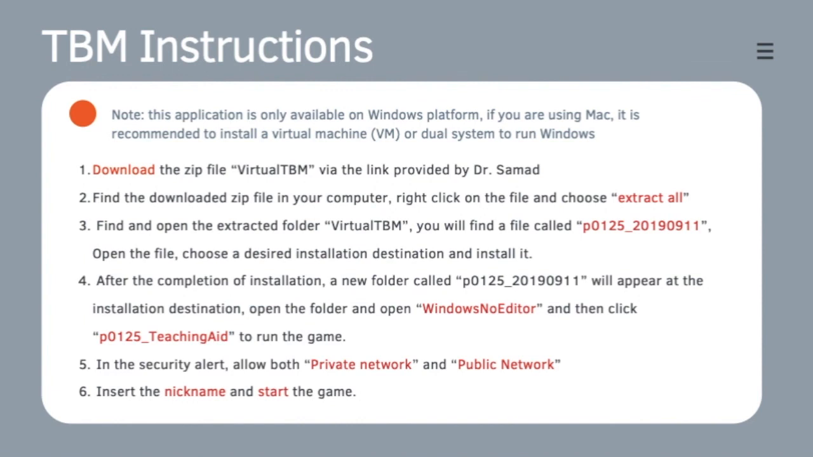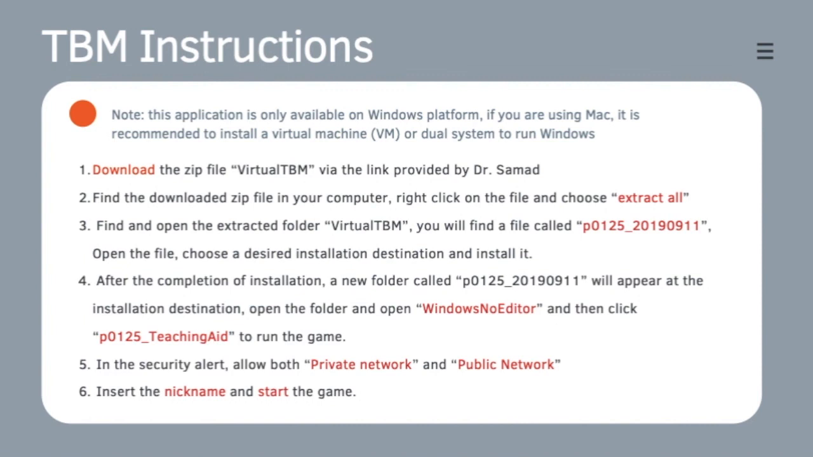You will find a file called P0125_20190911. Open the file, choose the desired installation destination and install it. After completion of the installation, a new folder will appear at the installation destination. Open this folder and open Windows Node Editor, then click P0125_teaching-aid to run the game.